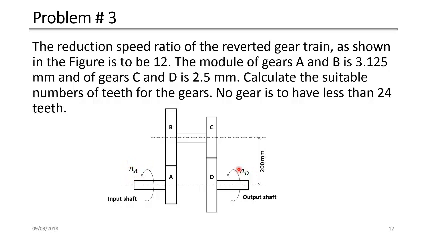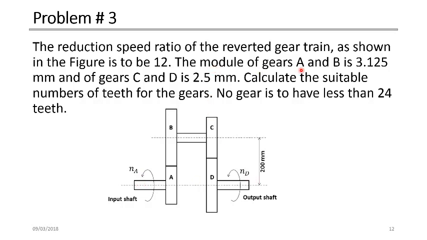ND is the speed of the output shaft. And the center distance between these two stages is given as 200 millimeters. So again, the reduction speed ratio of the reverted gear train as shown in the figure is to be 12. So the reduction gear ratio means that the gear ratio or the speed ratio is 12. And keep in mind that, because we are reducing the speed, the input shaft here has a higher speed than the output shaft.